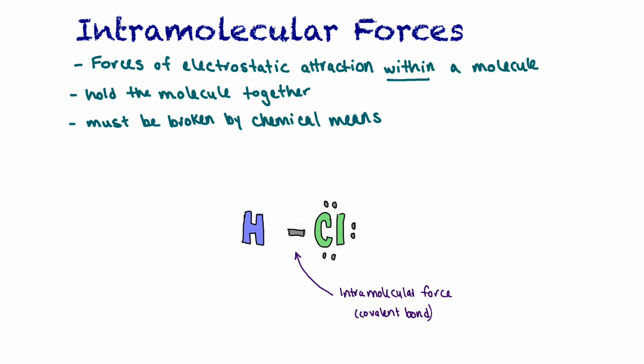So we have our hydrogen atom and our chlorine atom, and they're sharing a pair of electrons. That would be the intramolecular force. It's the covalent bond between the two atoms. Now, in an ionic compound, it would be the same thing. The intramolecular force would be the attraction between the two ions in the ionic bond.